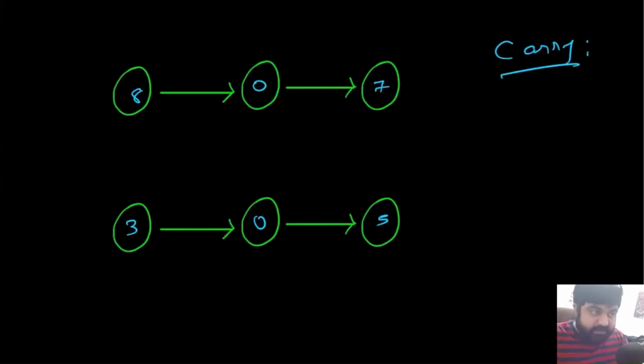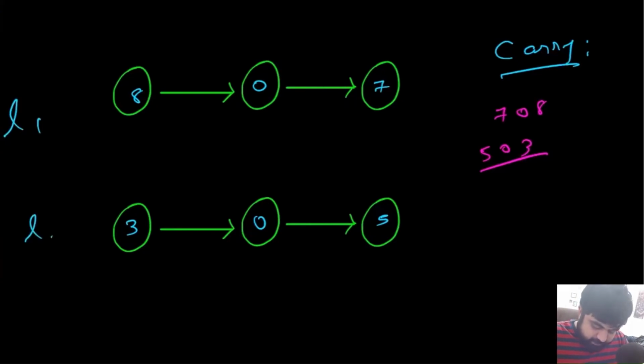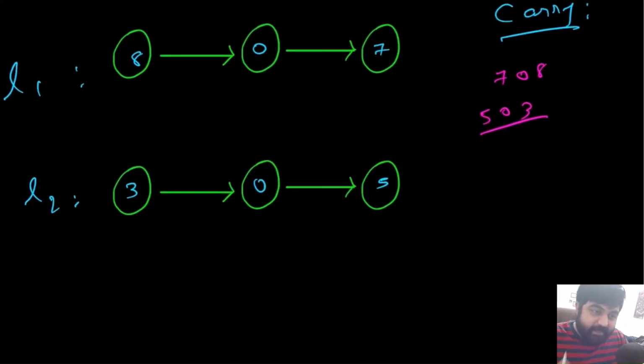So say for an example, these are the two numbers we are given. I'm also noting them over here, 708 and 503, and we need to do the sum of these. What is going to be the most simple logic that we are going to use? Given the fact that we are given these two as linked list 1 and linked list 2, the logic we are going to use is just simple arithmetic, nothing more than that. The most basic approach that we have studied in second grade, this is what we are going to do. We are just going to do simple arithmetic.